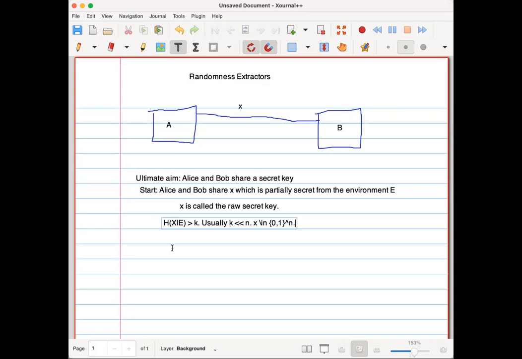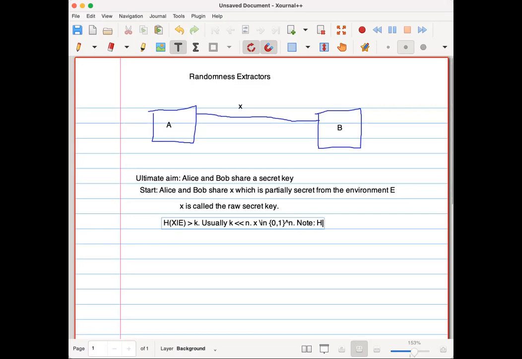And X is perfectly uniform because the entropy of X is equal to N, which is the maximum. So that would be the dream case, that X is fully secret from the environment. It's not enough to say that the entropy of X is N. This definition, the entropy of X given E, allows that H of X is equal to N. So maybe I should say that.